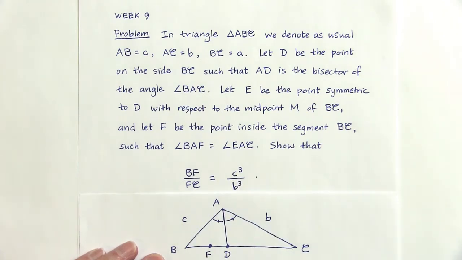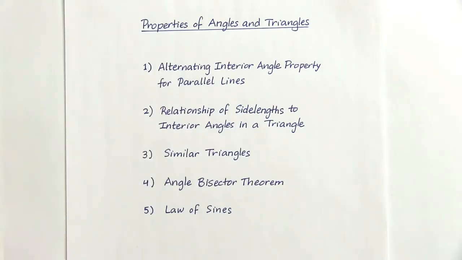Now, before we can understand the question and before we can solve the problem of the week, let's review some properties about angles and triangles, which will be helpful in solving this problem. These are the 5 properties of angles and triangles which I want to review before solving the problem of the week. The first one I'm going to go over, I've labeled it last. It's called the law of sines.